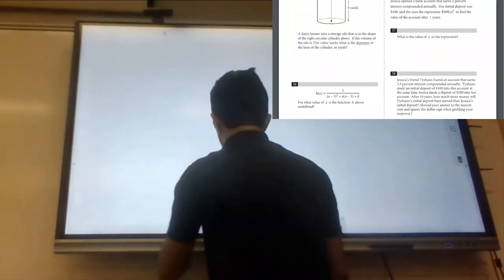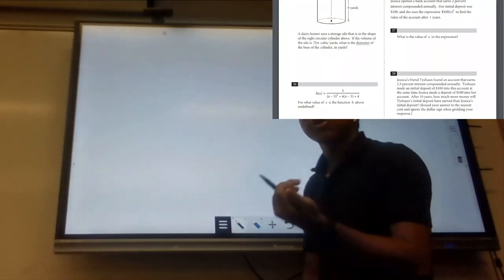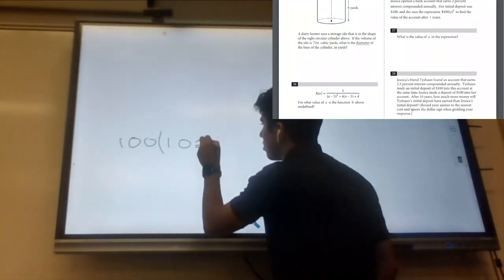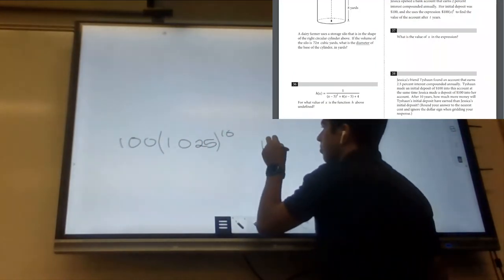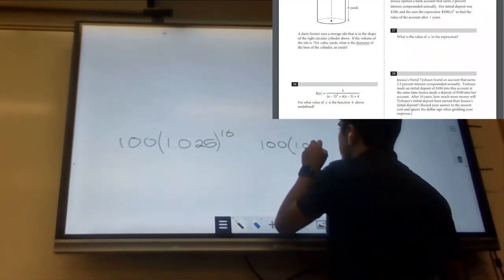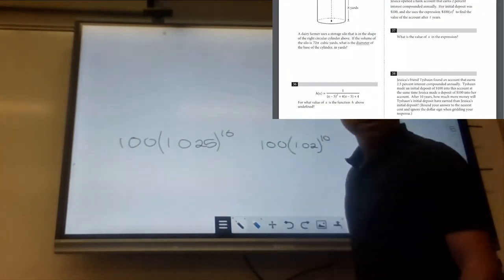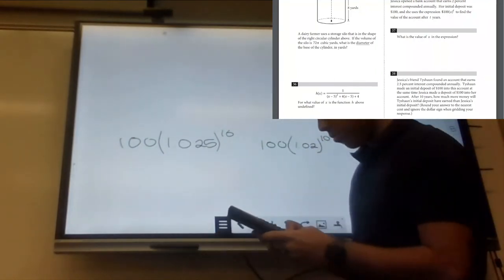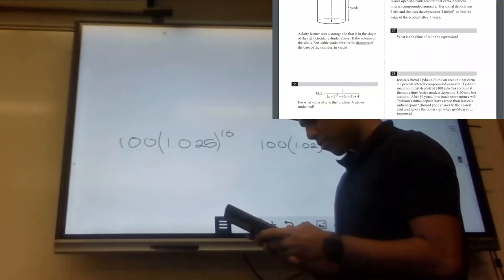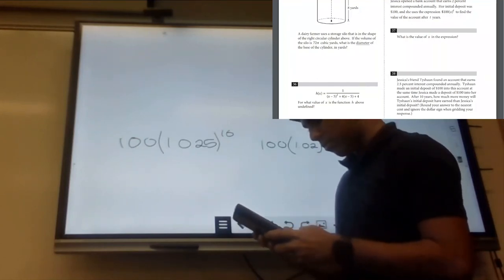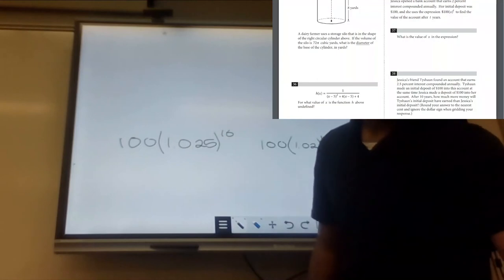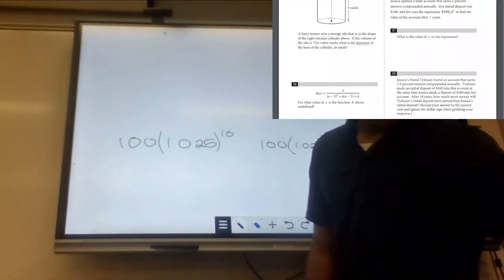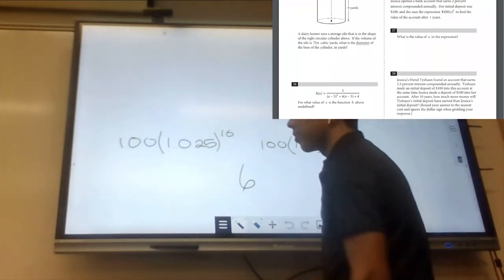Okay, so it's 2.5% interest. So it would be 100 times 1.025 to the 10. And 100 times 1.02 to the 10. Okay, so 1.025 to the 10, and that is going to be, all in all, $6.